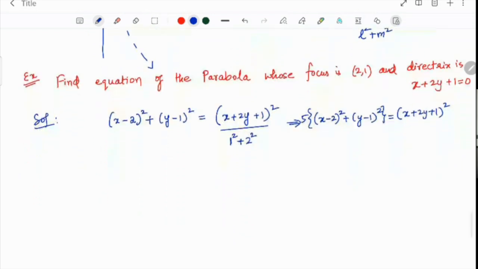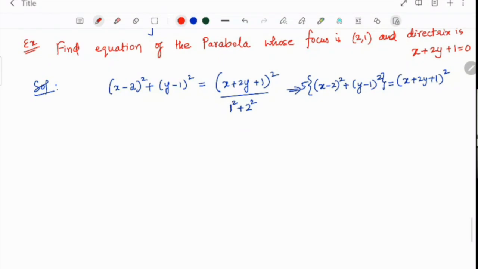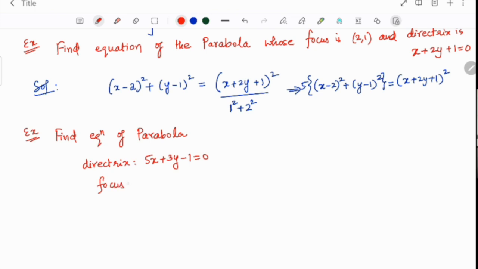Let's do one more example very quickly. Find the equation of the parabola where the directrix is 5x plus 3y minus 1 is equal to 0 and the focus is 1 comma minus 2. What would be the equation of the parabola? Yes, Jivitesh, what is the equation of the parabola?